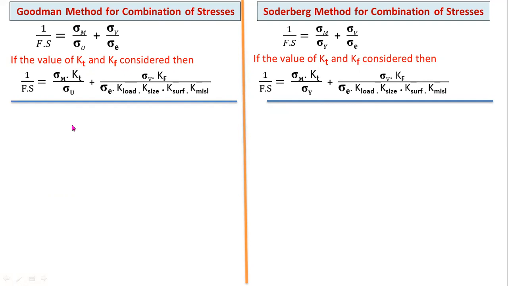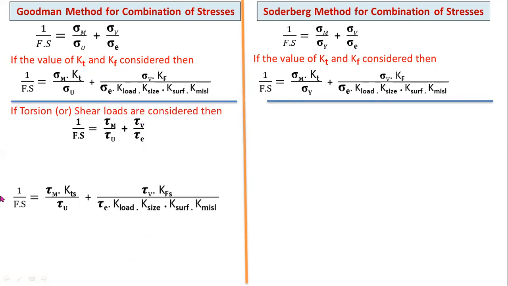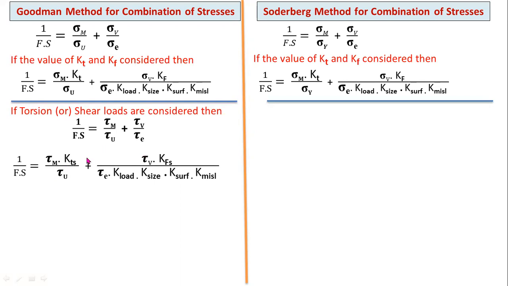If you are considering the torque or shear loads, then the Goodman's equation is like this. Tau indicates the shear stress. τm is the mean shear stress, τu is the ultimate shear stress, τv is the variable shear stress, and τe is the endurance limit for shear stress. Now, if we are considering the theoretical stress concentration factor for shear, KTS, and the fatigue stress concentration factor for shear, KFS, then the equation is like this.